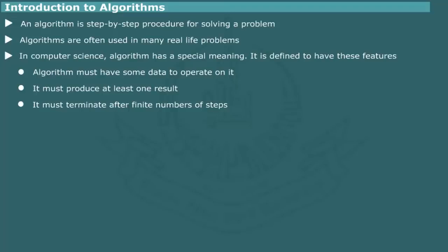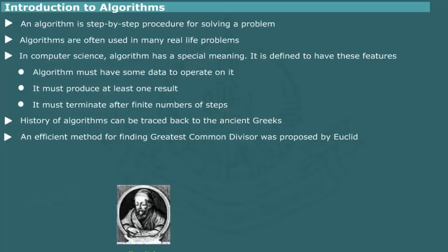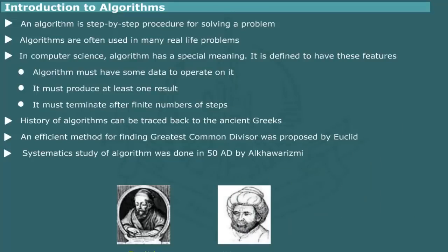Algorithms have a long and fascinating history. The step-by-step procedures for solving geometrical and arithmetical problems can be traced back to the ancient Greeks over 1,000 years ago. An efficient method for finding the greatest common divisor of two integers was proposed by Euclid. However, the first systematic procedures for performing arithmetic were studied in 50 AD and recorded in an Arabic textbook by the famous Persian mathematician Al-Khwarizmi. The word algorithm is, in fact, derived from the name Al-Khwarizmi.